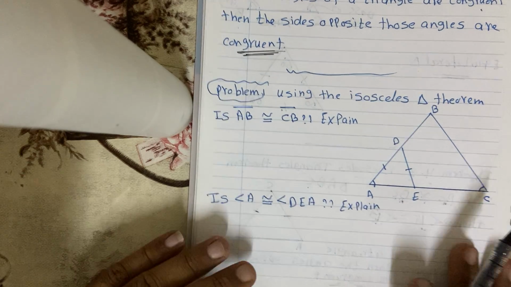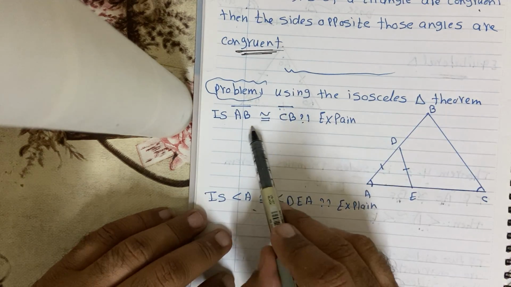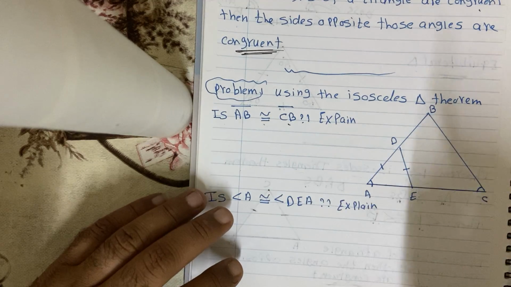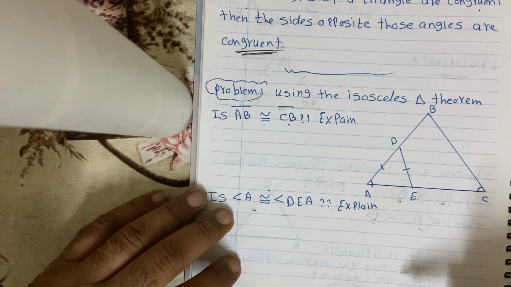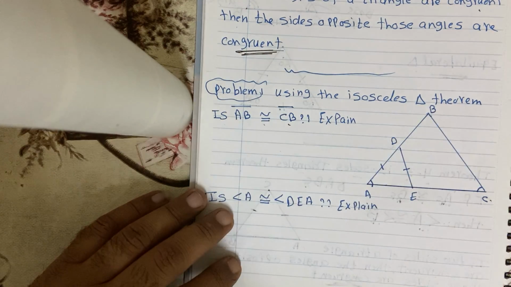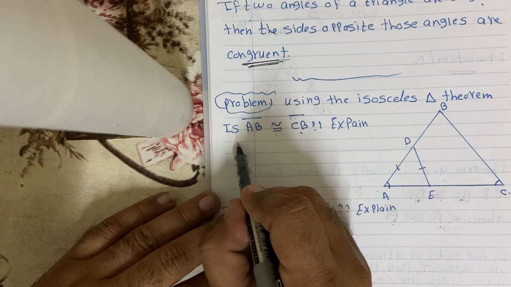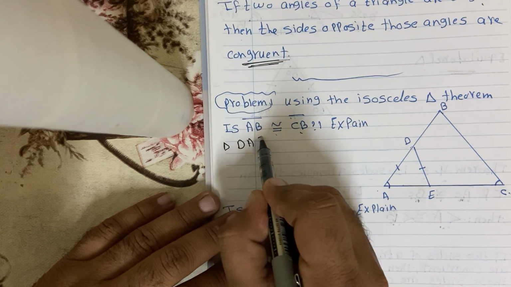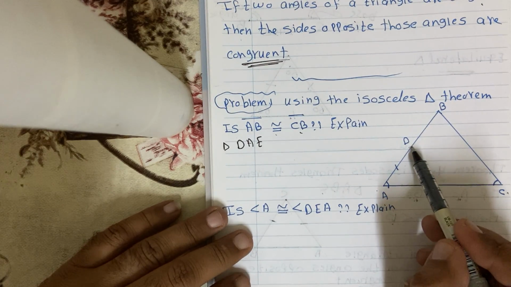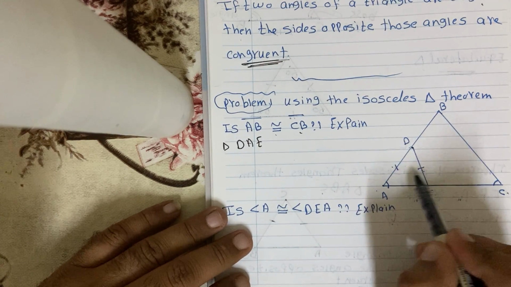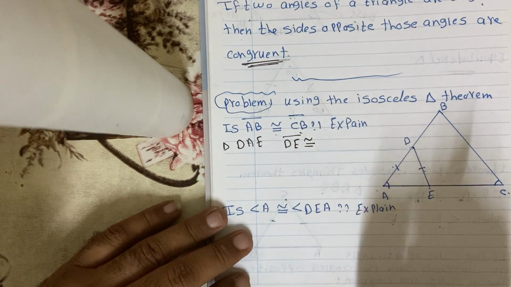Let's start with problem number one. Using the isosceles triangle theorem, is AB congruent to CB? Explain. We need to ask this question. Is AB congruent to CB? Let's check. In this triangle, the small one, triangle DAE, we have DE congruent to DA because they have the same dash. We have DE congruent to DA.